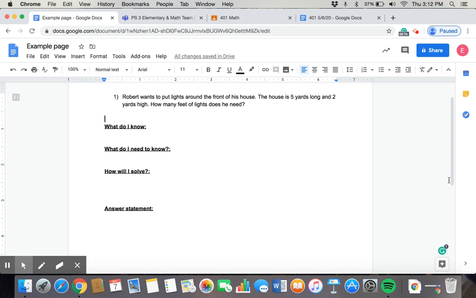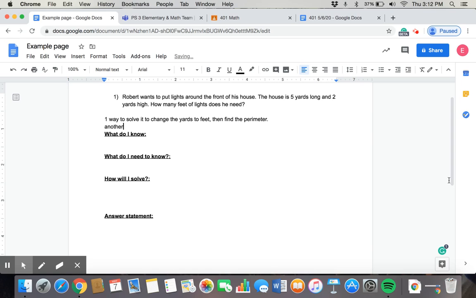So this brings us to where I said there are two ways to solve it. One way to solve is to change the yards to feet, then find the perimeter. Another way to solve is find the perimeter, then change yards to feet. So we'll just add to find the perimeter and change yards to feet. I like to use the one I'm going to bold, the top one.